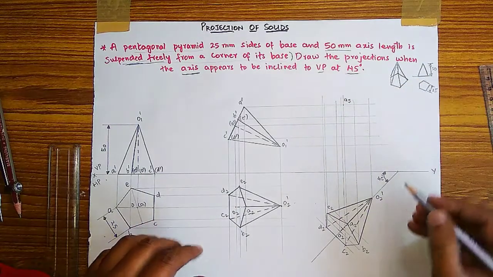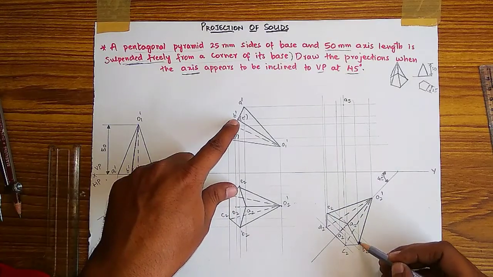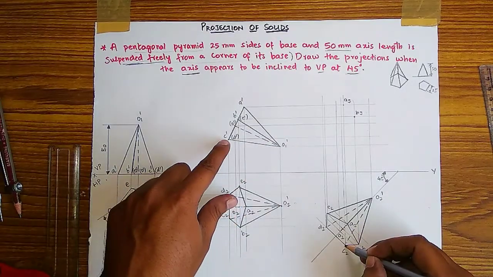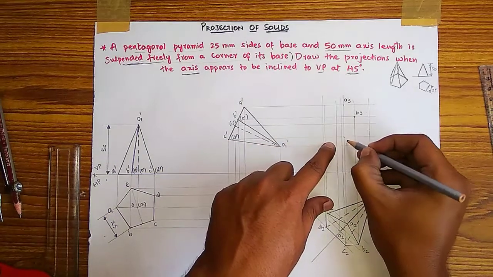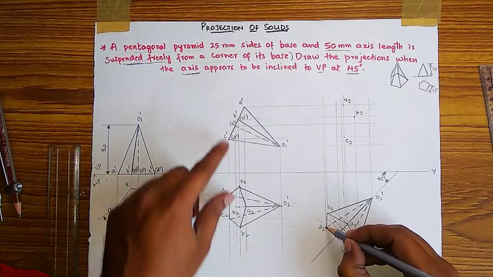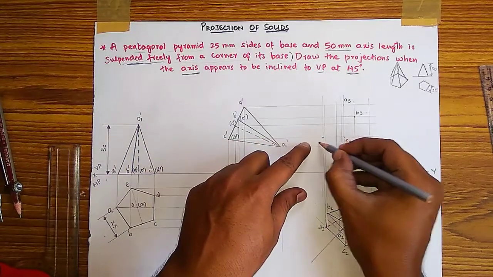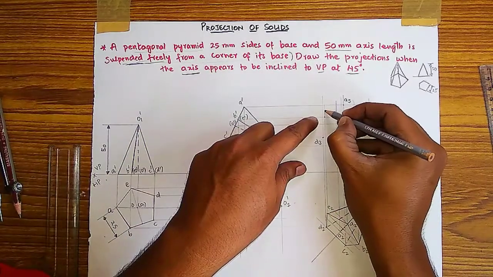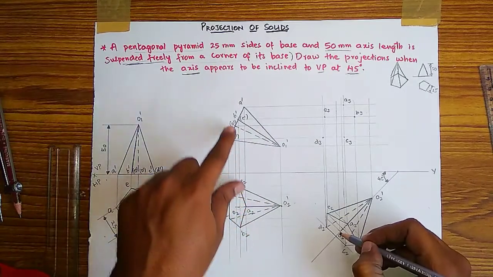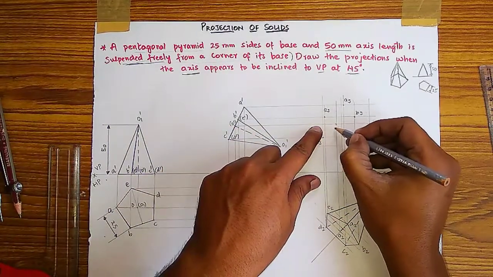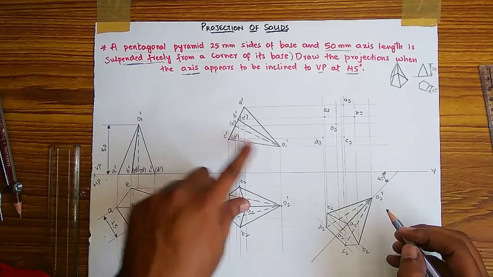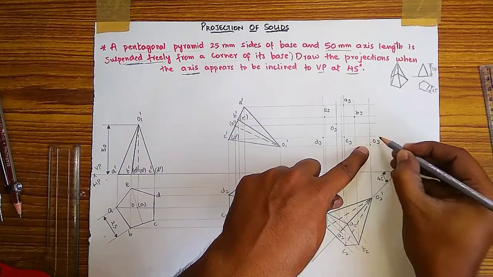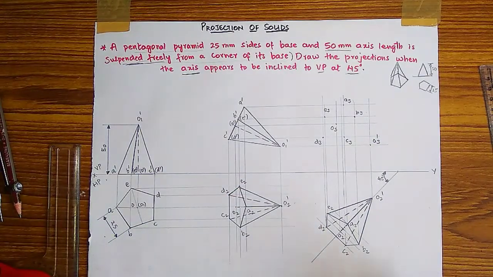For the third projection, I am writing A3, B3, C3, D3, E3, O3. One more O is there, O1 dash, O2 dash. Carefully you have to see this and do it. So don't leave any point.